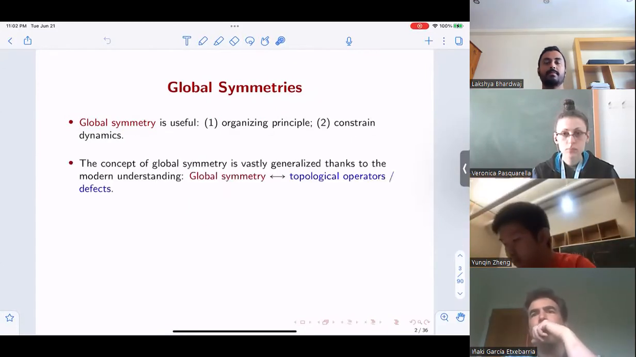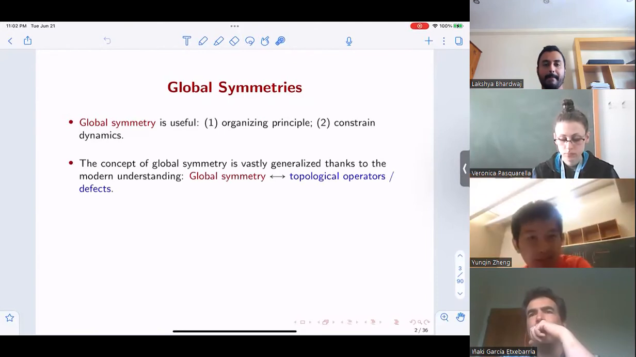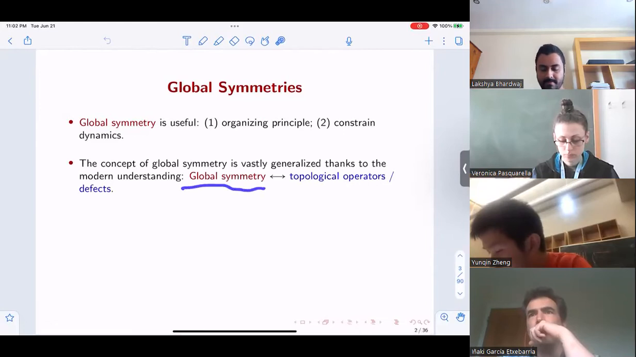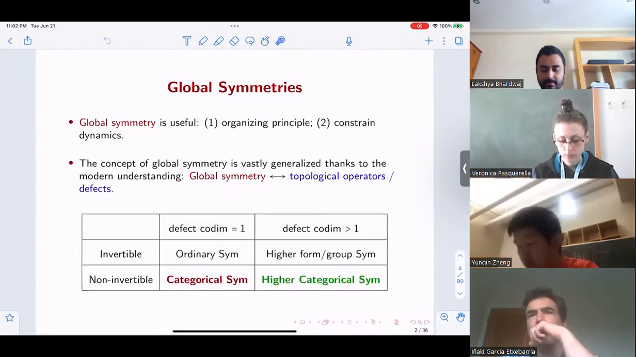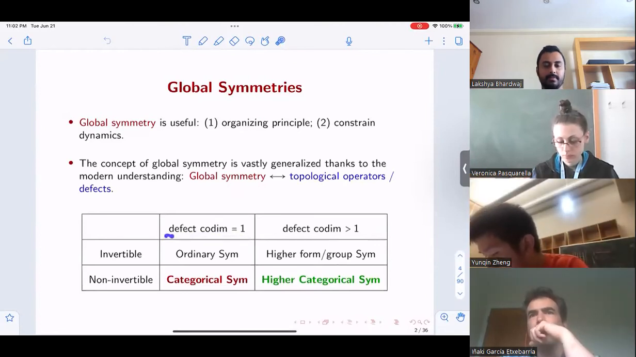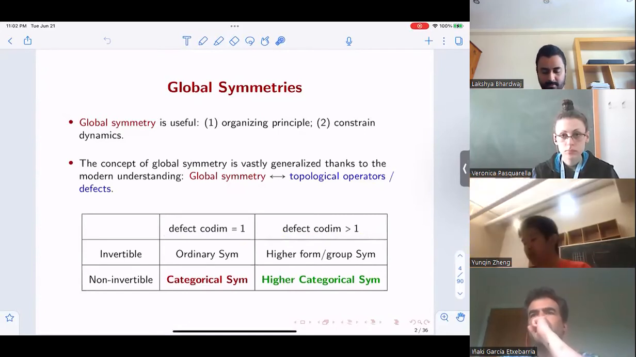The concept of global symmetry in recent years has been vastly generalized thanks to the modern understanding that global symmetry can be understood as the presence of topological operators or defects. The generalization is mainly in two aspects. First, the defect dimension. Usually we only consider the defect codimension to be one. In recent years, we have started to talk about the defect codimension being higher than one. So we put the word higher in front of the symmetries.